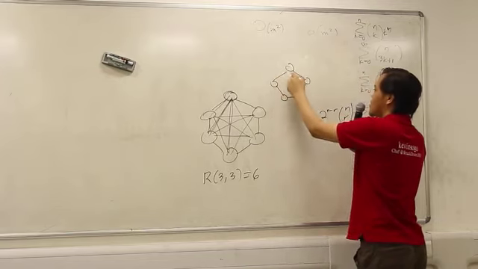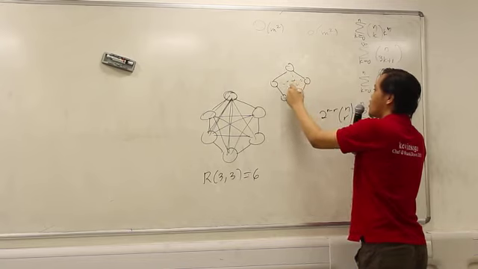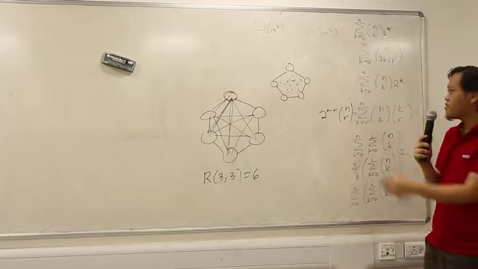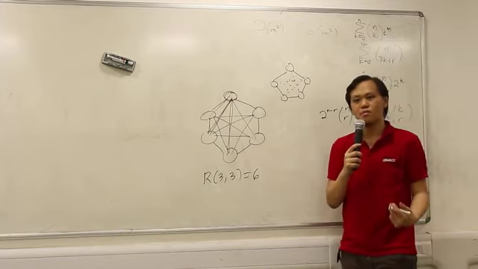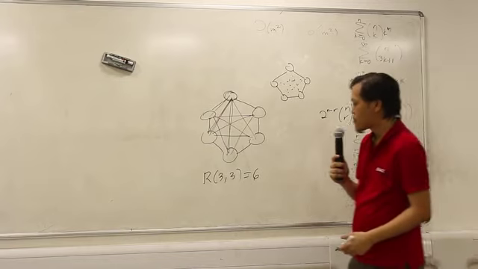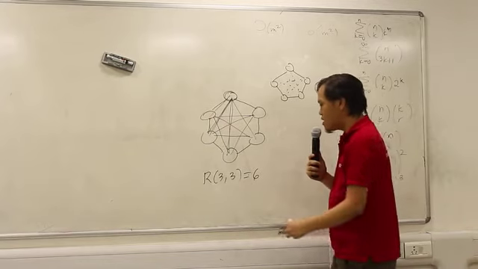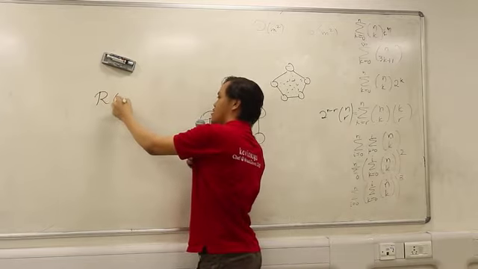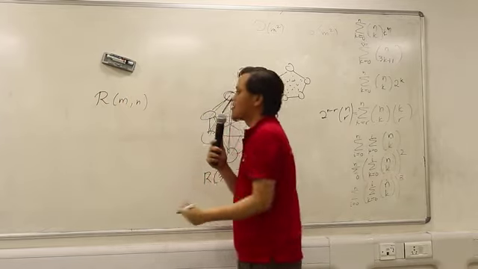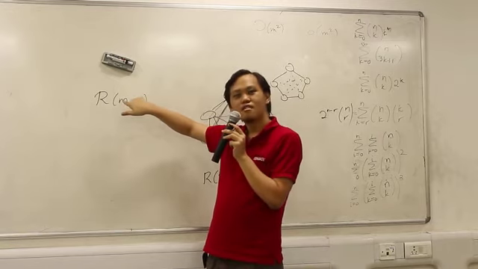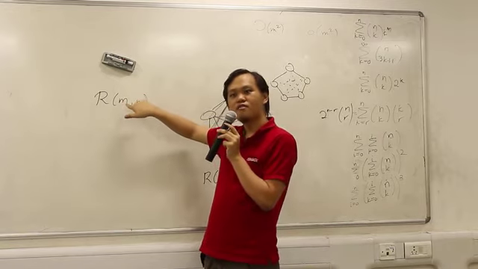So it's something like this, and then you color the inner edges with a different color. You cannot find a triangle here with the same color. Okay? And now, the idea is I want to extend this result to something more general. Let's say I want to find a clique of size m.